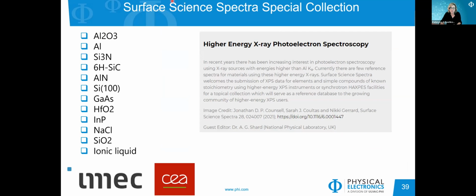And this special issue of Surface Science Spectra that was published last year is a higher energy XPS special issue. Our collaborators, IMEC and CEA, and our customers, BAM, have now published papers from quite a large collection of compounds. So the chemical shift is available for anybody who may be using our system for chemical analysis. So it's a really important project that is ongoing.